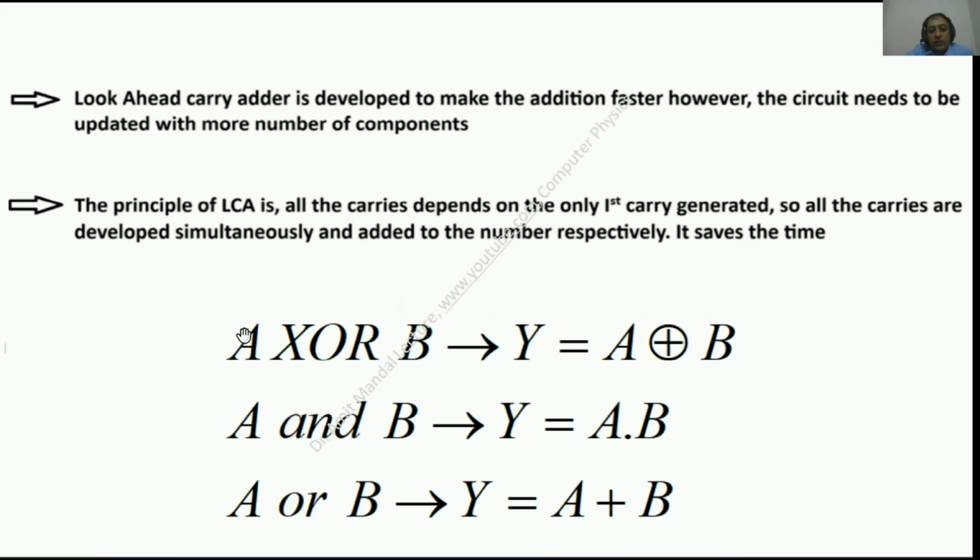So I think you all know the mathematical boolean expressions for the boolean operations. For example, when A and B are inputs to an XOR gate giving the output Y, it is written as A, the symbol of XOR gate, which is a plus with a circle, and B. Similarly, when A and B are input to an AND gate, the output is Y equals A dot B, A into B. And when A is connected to B by an OR gate, the expression is Y equals A plus B. This you might be knowing.